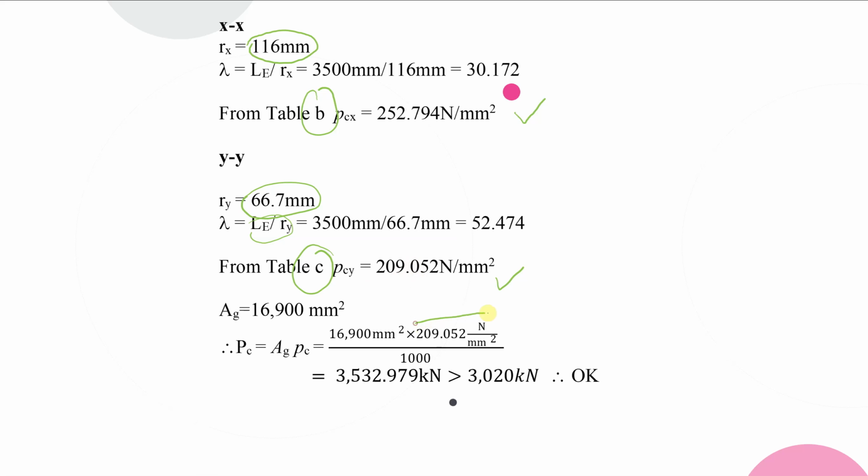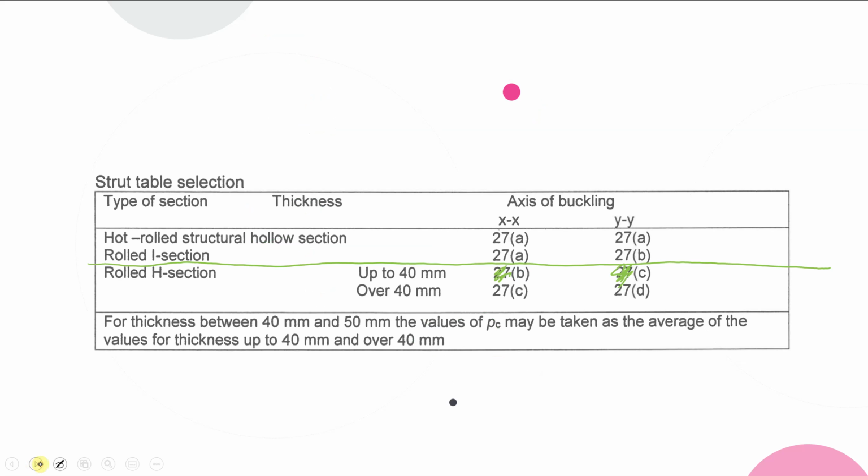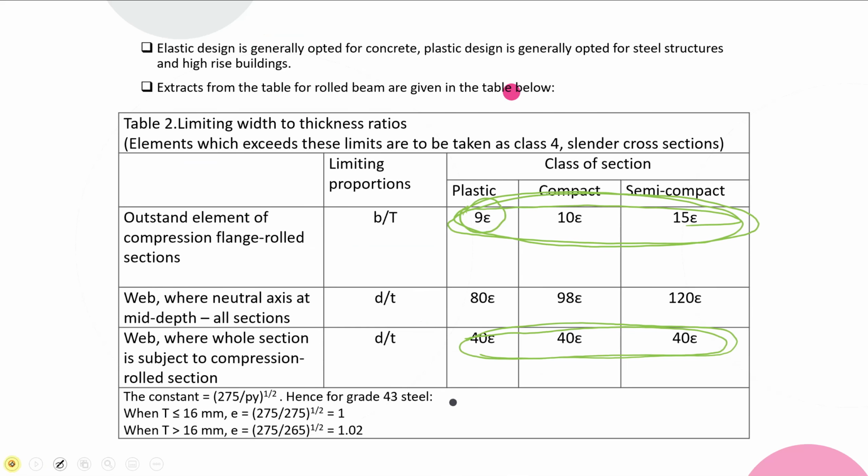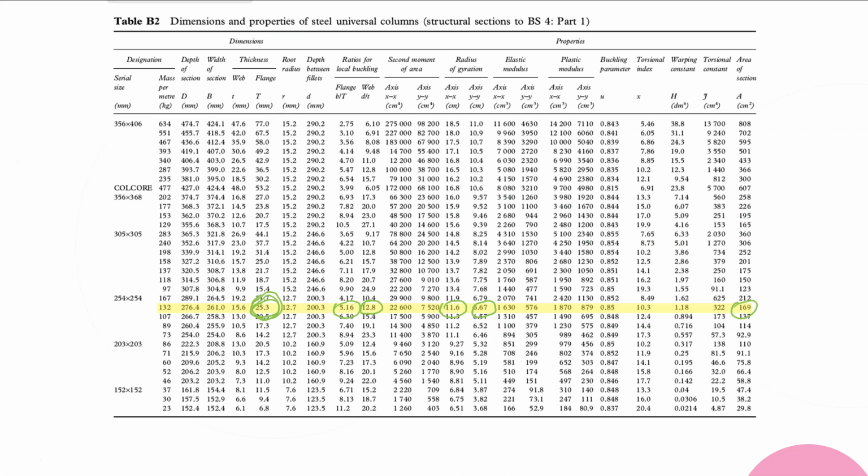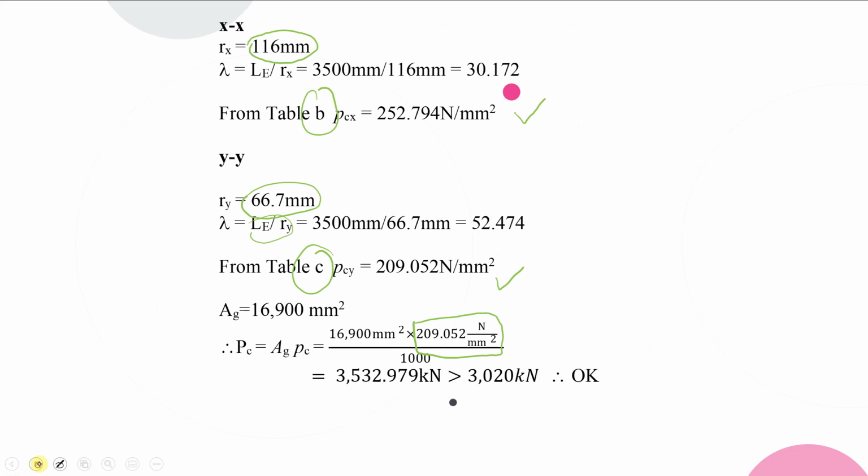So that is what we will put into the formula PC equal to AGPC. Compressive resistance equal to area times compressive strength. Okay, so AG is 16,900 mm square. So where do we get this? As usual, look at the table. 169, this one is in centimeter square. So when it is in centimeter square, you have to convert. It becomes times 10 times 10. Okay, that's why 16,900.